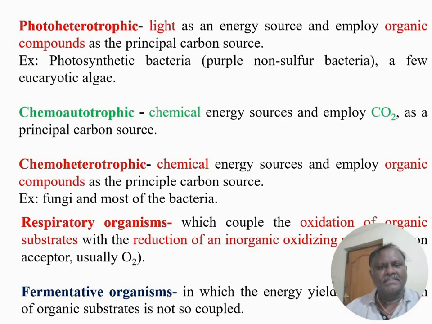organisms use light as an energy source and employ organic compounds as a principal carbon source. These include photosynthetic bacteria and a few eukaryotic algae. The chemoautotrophs use chemical energy sources and employ carbon dioxide as their principal carbon source. Chemoheterotrophs use chemical energy sources and employ organic compounds as principal carbon sources, for example, fungi and most bacteria.